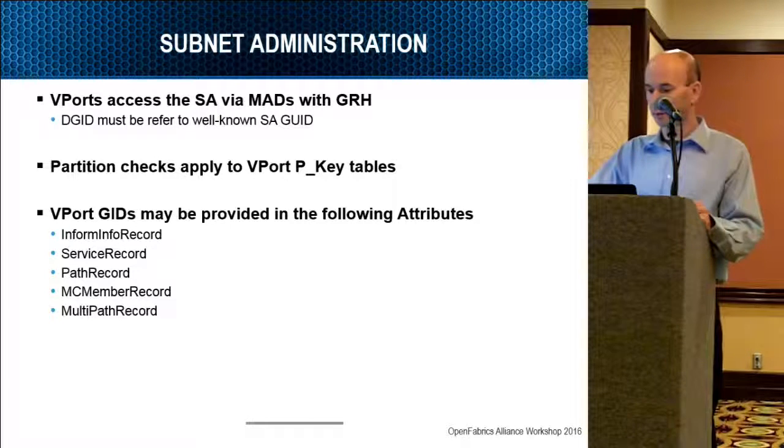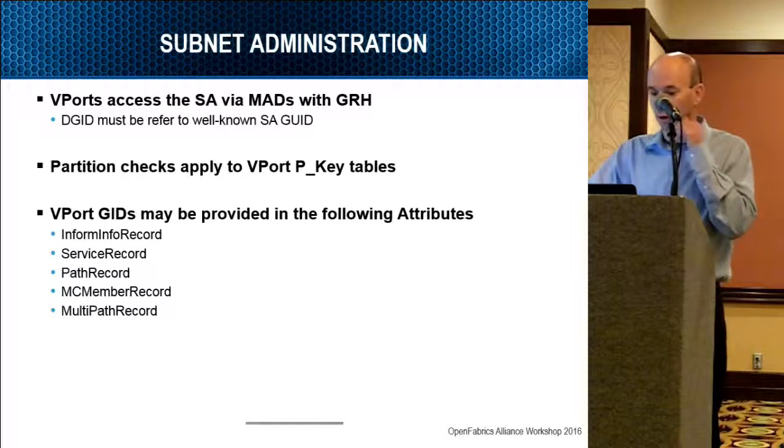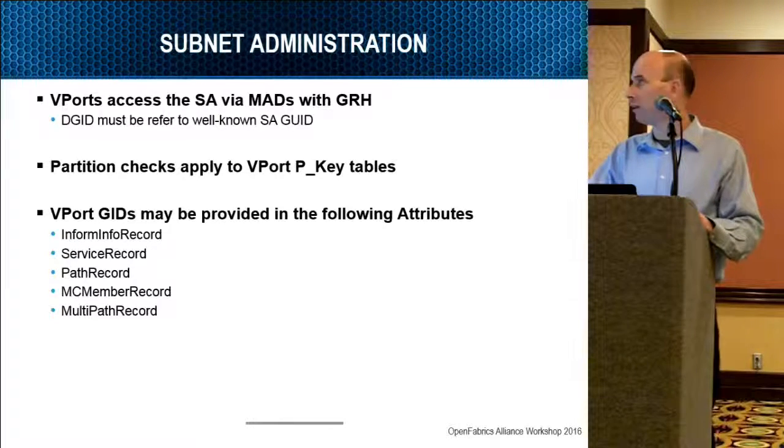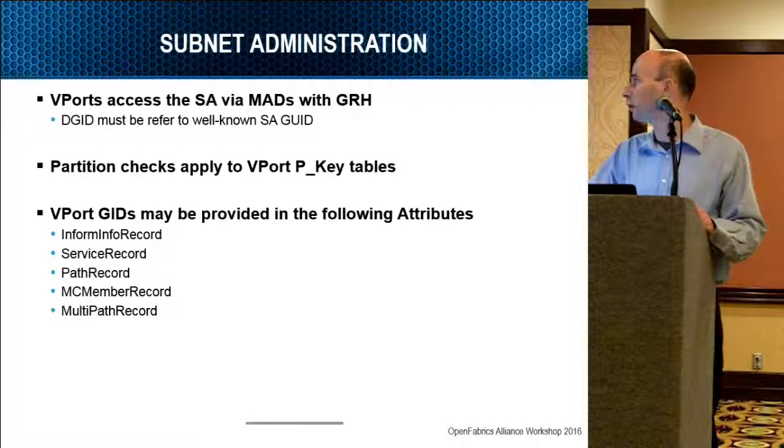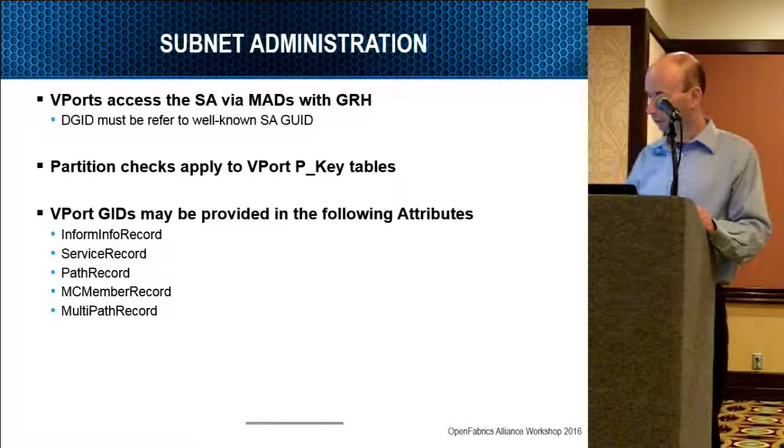And in all these SA attributes, inform info, service record, path records, providing GIDs of virtual ports is now going to be allowed. So you can query the SA and get paths to VPorts, and you can learn about them, and VPorts can register multicast memberships just as you would have expected.